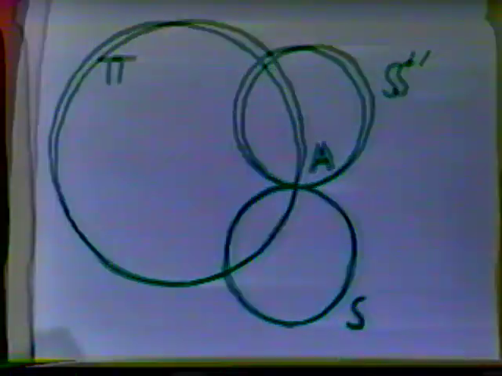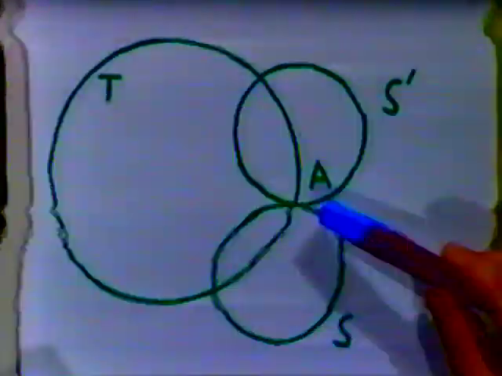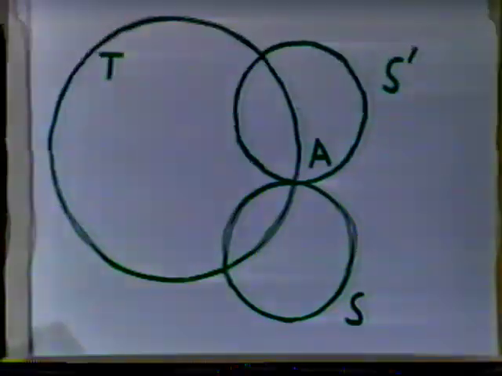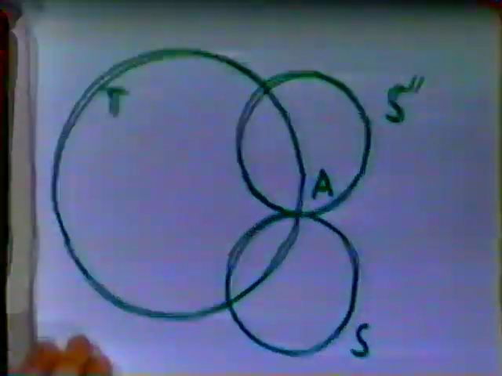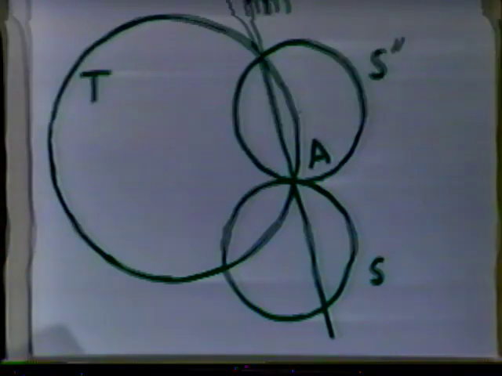Once we've done that, we can then draw a line that passes through the point A and the point of intersection of the circle S prime with the circle T. And we get this picture. This is the line M we're looking for.